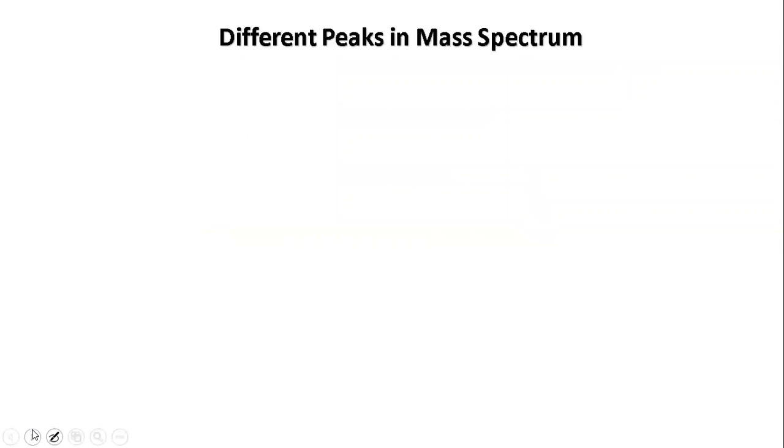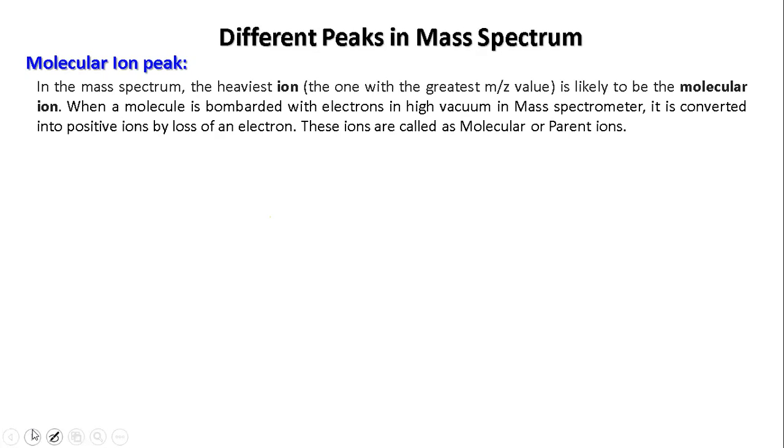So in mass spectrometry, what you will see ultimately, the detector will be projecting the spectrum. In the spectrum you will have different ions. One type of ion we call the molecular ion peak. What is that one? In the mass spectrum, the heaviest ion, the ion with the greatest m/z value, is likely to be the molecular ion. In most cases, that is the molecular ion.